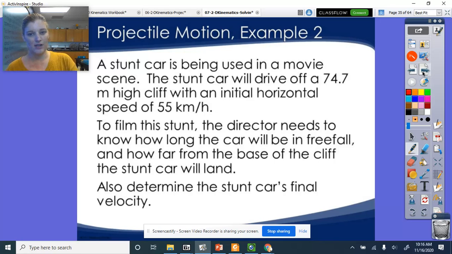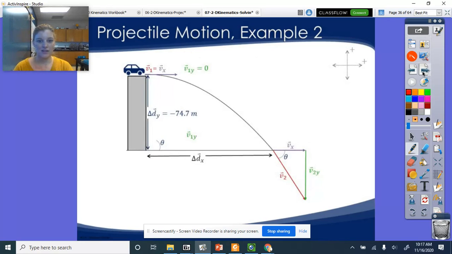So a stunt car is being used in a movie scene. The stunt car will drive off a 74.7 meter high cliff with an initial horizontal speed of 55 kilometers per hour. To film this stunt, the director needs to know how long the car will be in free fall and how far from the base of the cliff the stunt car will land. Could you imagine if you were trying to do this, you had one car to do this with, and you filmed it and you were in the wrong spot to catch the landing? See how important physics is? So we also want to determine the stunt car's final velocity as it hits. So here's our drawing.